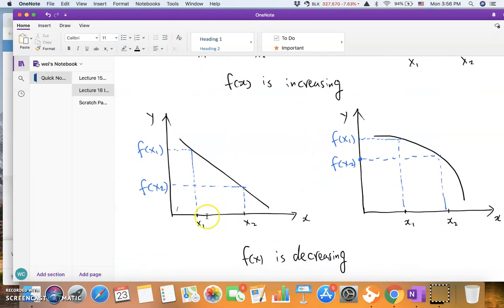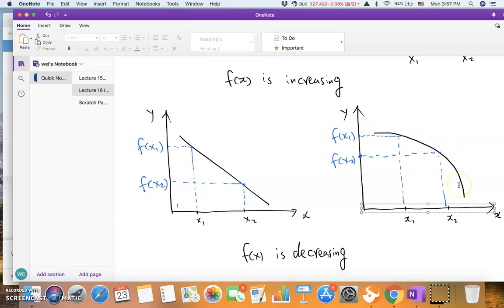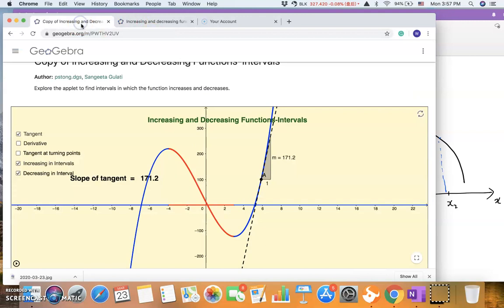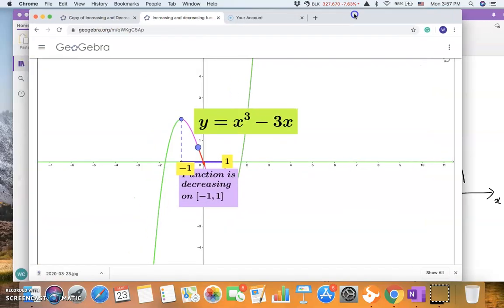If it's the opposite, if the graph goes down from the left to the right, as I'm tracing on the x-axis, then the function is decreasing, like here. So when I move from this side to this side, during this process, the graph goes down. Okay. Let's see another example.